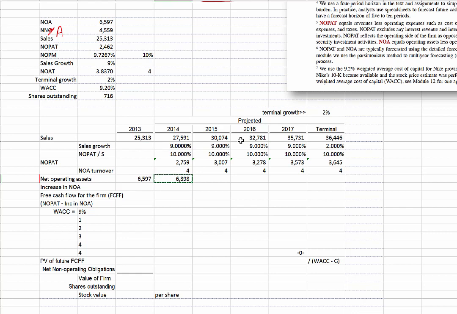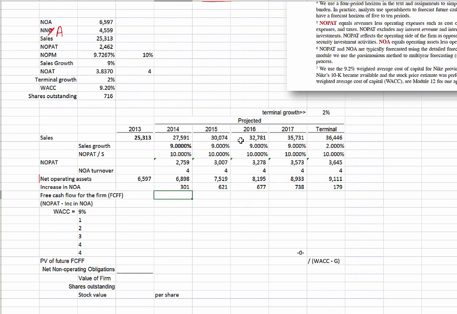So let me copy and paste all of these. Sales divided by the net operating asset turnover. And now the increase in net operating assets is going to be current minus the previous year. So copy and paste that all the way out there. Let's try again. Copy and paste that all the way out to there. So out to the last year we have terminal period minus 2017 for our increase in net operating assets.